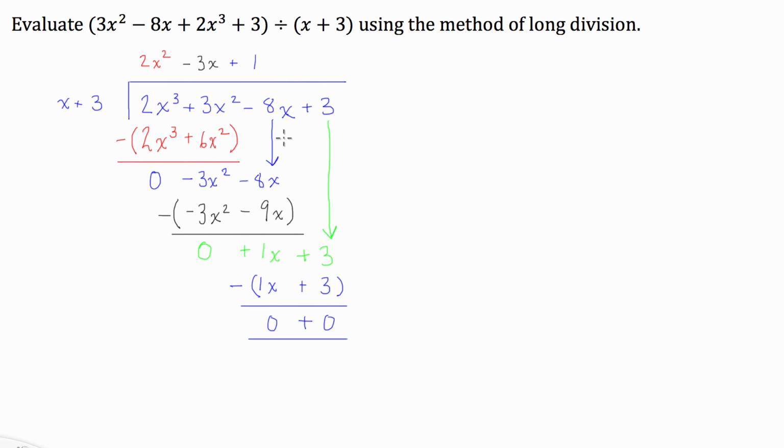So what we can say is that 2x cubed plus 3x squared minus 8x plus 3 divided by x plus 3 is equal to 2x squared minus 3x plus 1.